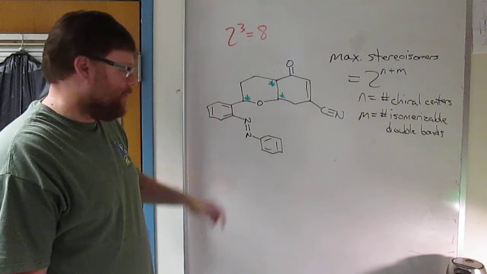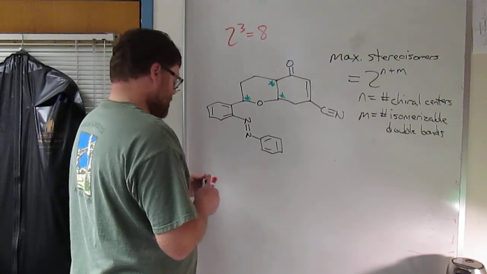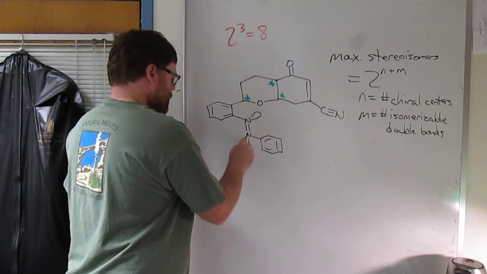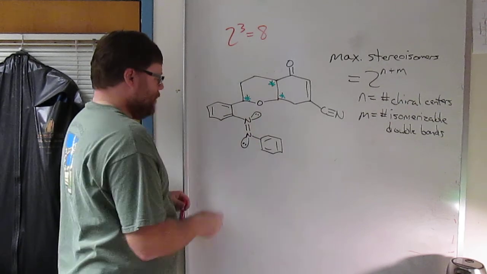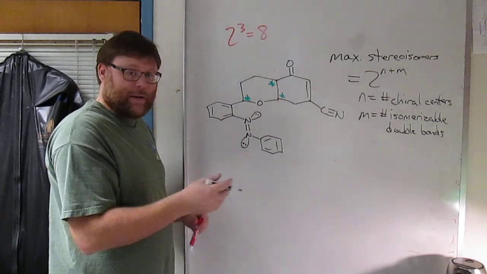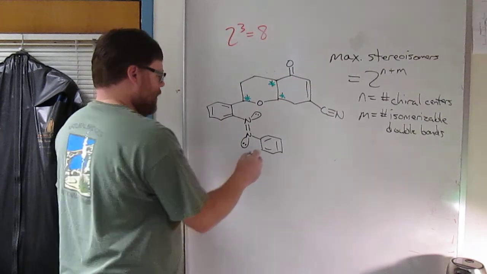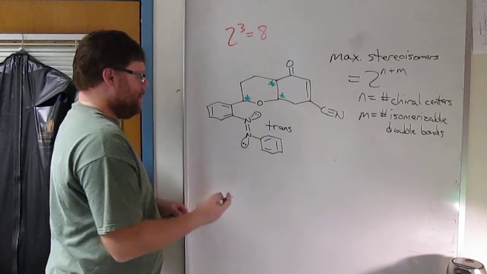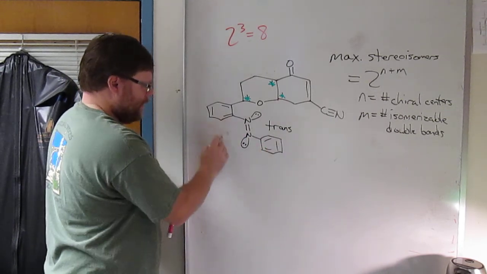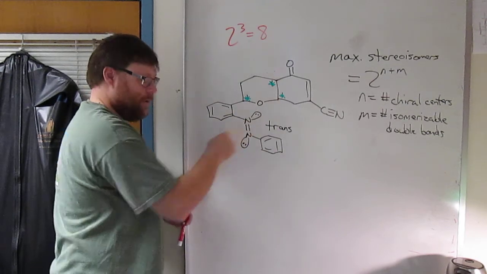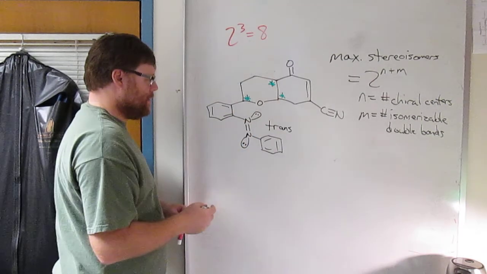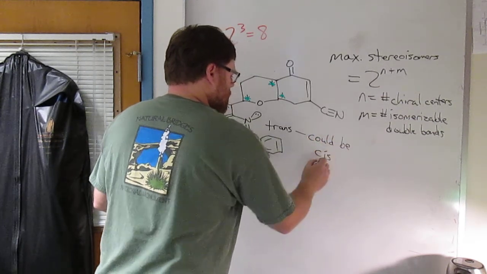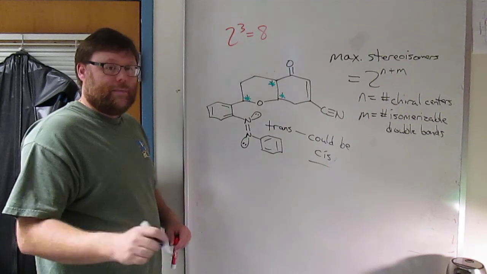It's not carbon-carbon, but you have to consider it. The nitrogen has lone pairs, and in fact, this nitrogen-nitrogen double bond can be cis or trans. Here it's trans. The 2 lone pairs are trans to one another. You could have an isomer where the 2 phenyl rings, the 2 benzene rings, were on the same side, the 2 lone pairs on the same side. That would be cis. So M is at least 1.